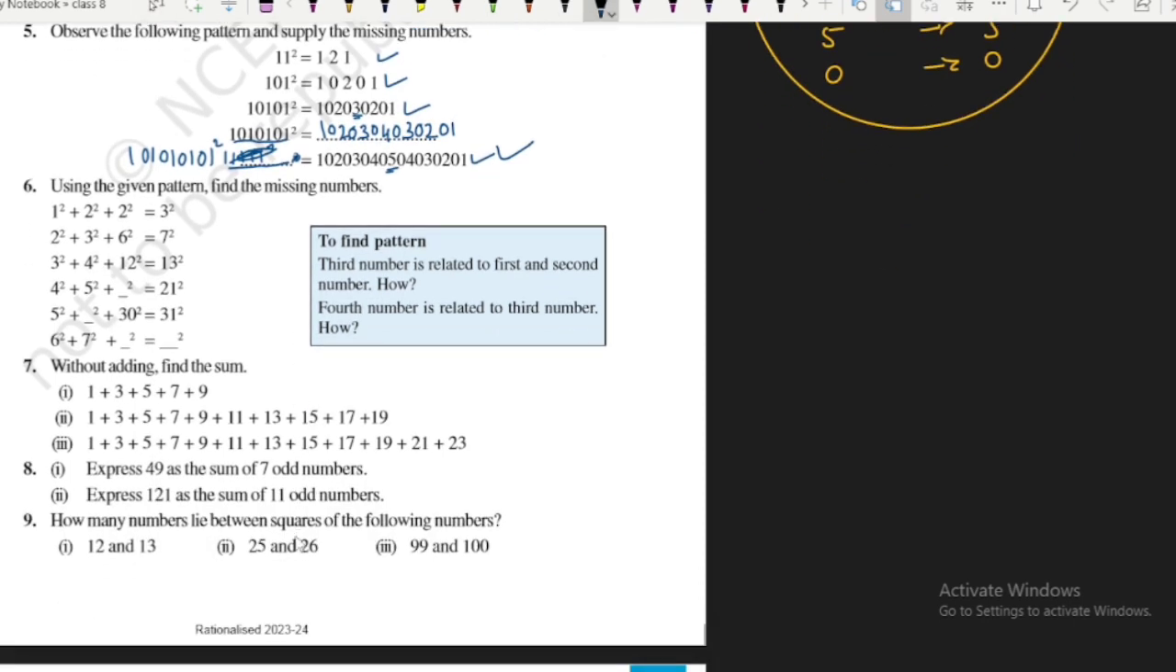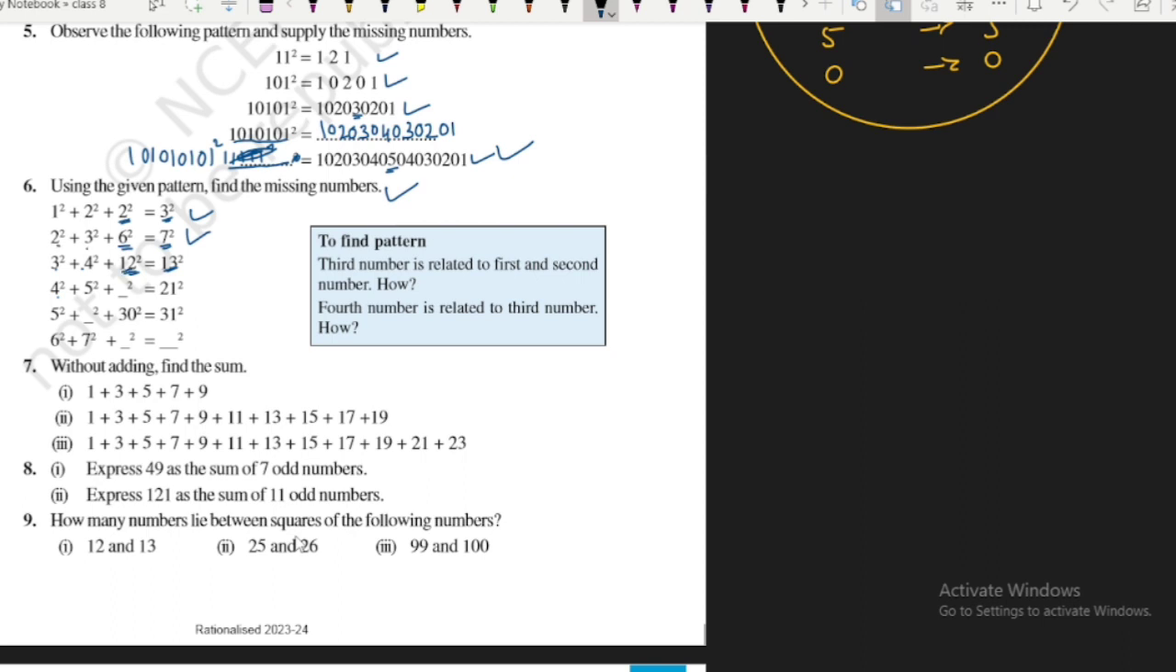Now we're going to see question number 6. Using the given pattern, find the missing number. Observe the pattern: 1 square plus 2 square plus 2 square equals 3 square. Next, 2 square plus 3 square plus 6 square equals 7 square. Here 2 square, next 3 square. Here 6, here 7. Here 12, here 13. One more thing you can observe: 3 into 4 is 12.